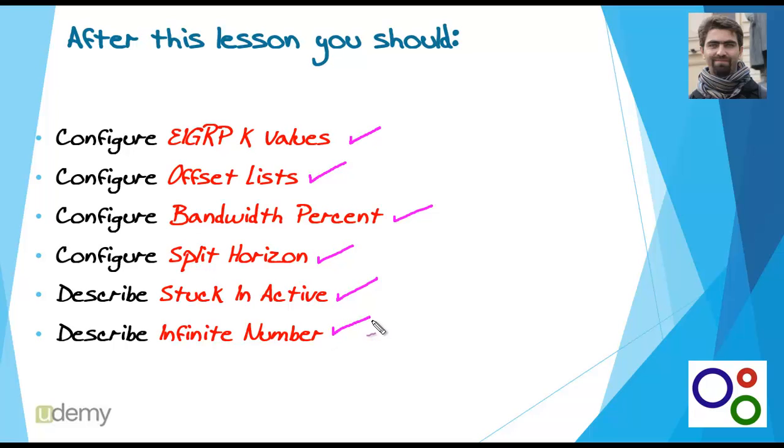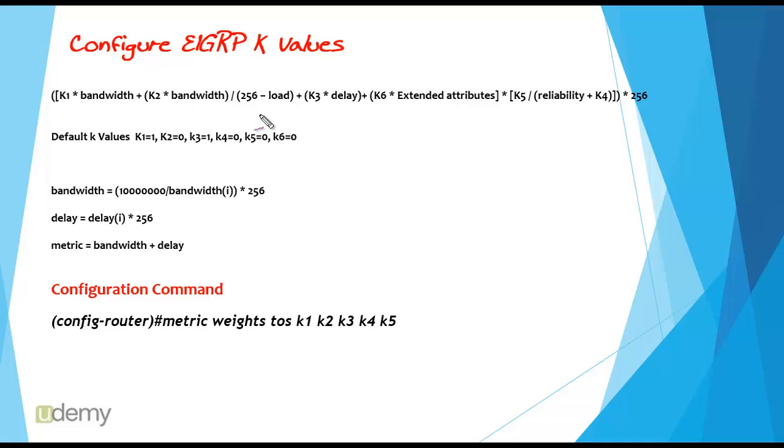Let's start our mission today. I'm sure you remember that EIGRP has a formula for metric calculation, and this formula contains some K values from K1 to K6. K1 to K5 are configurable through the command prompt. It was in lecture 11 that I showed you how to manipulate EIGRP metric calculation by changing bandwidth and delay on interfaces. Now we want to see how we could change these K values and manipulate this formula. As you remember, K1 and K3 by default are 1 and the other ones are 0.